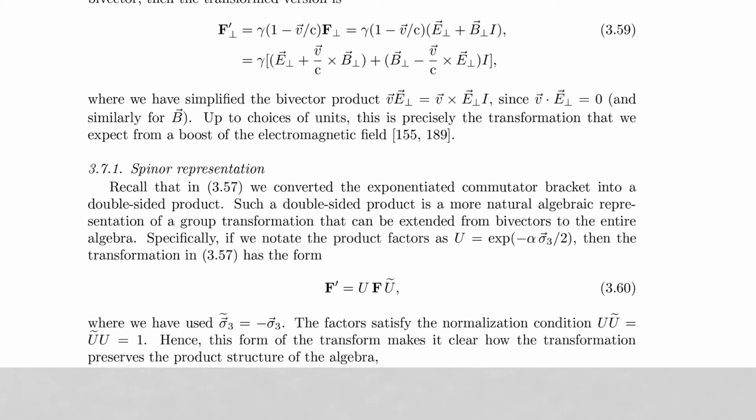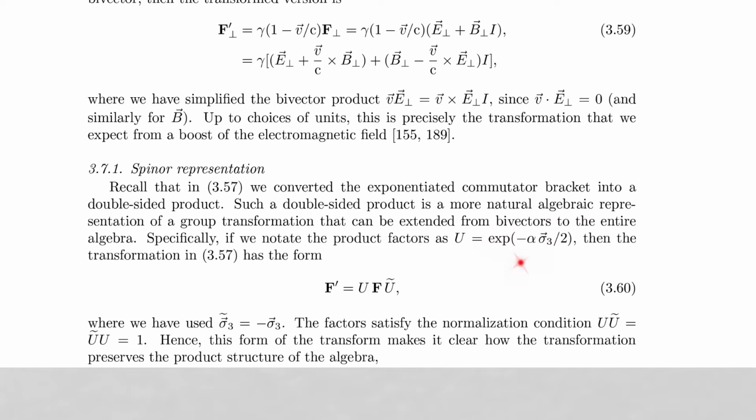Since such a double-sided product is a more natural algebraic representation of a group transformation that can be extended from bivectors to the entire algebra. So it's an algebraic representation. So using the bivectors is a way of representing the group, which is the Lorentz group, right? That's the one we're talking about. And the Lorentz group is a transformation. Each element of that group is a transformation that will transform our multivectors. And so we're using the space-time algebra. We have pieces in it that represent those transformations. That's what these U's are.